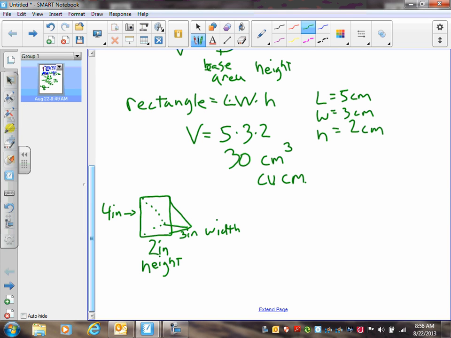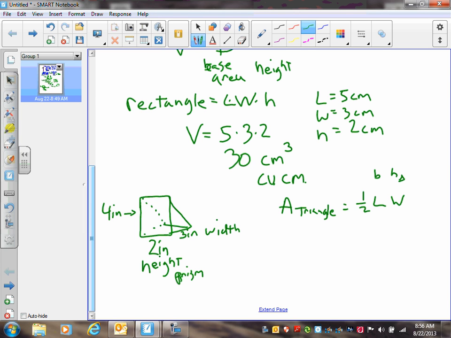Later on, you'll understand why I picked 3 and 4 for a triangle. It deals with Pythagorean theorem. But anyway, the base area of a triangle is 1/2 the length times the width, also known as base and height. You got to be careful because this height refers to the height of the triangle. This height refers to the height of the prism. Sometimes they're given to you. You got to know which one is which.